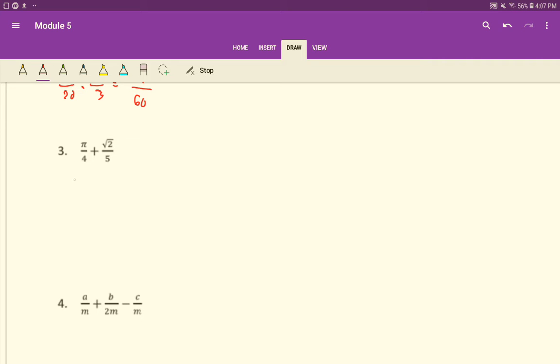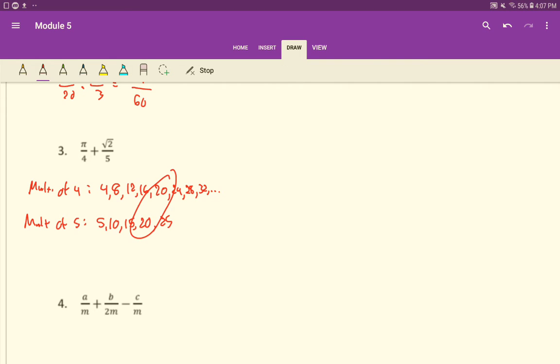Well, let's look at multiples of 4 and multiples of 5. So multiples of 4 will be stuff like 4, 8, 12, 16, 20, 24, 28, 32, etc. And the multiples of 5 would be 5, 10, 15, 20, 25, but we can stop because we see that we have a common multiple there of 20.